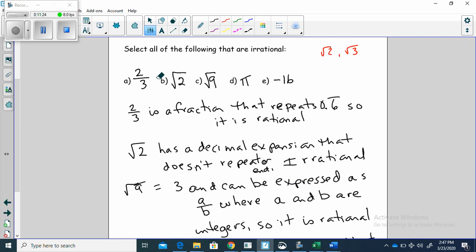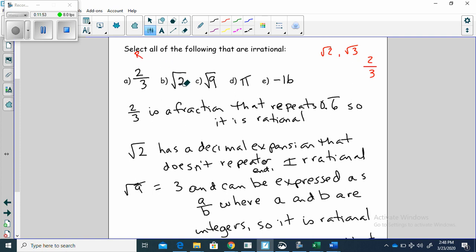2/3, is that rational or irrational? 2/3 is a fraction. First off, 2/3 is being expressed as 2 over 3. That's a over b. Both are integers, so this is rational. And also, if you divide it, it is 0.6 repeating. If the decimal expansion repeats, then it's a rational number. So this one's rational.